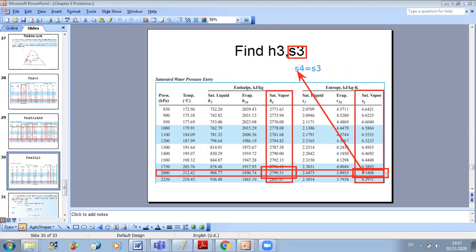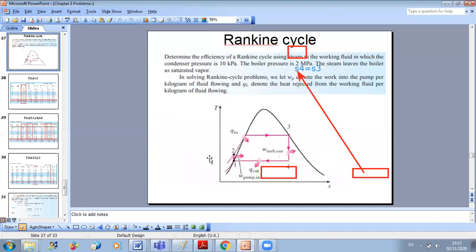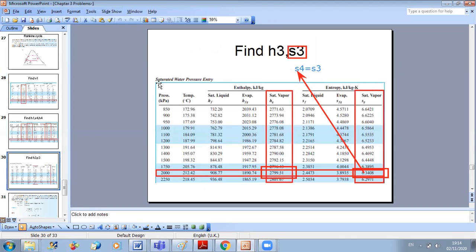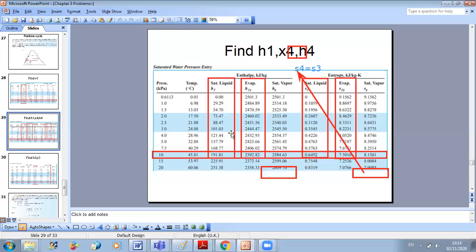Okay? And knowing S4, I can calculate now the quality because I know that it's a mixture of vapor and liquid. At which pressure? Go back to your figure. Point 4 is at the low pressure, which is 10 kilopascal. So now I should go back to the table of saturated water, okay, at 10 kilopascal. This is saturated water pressure entry at 10 kilopascal.